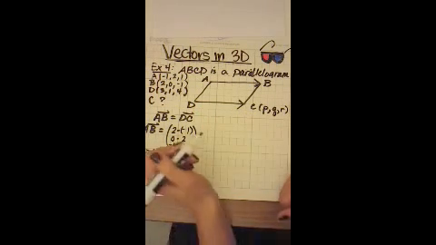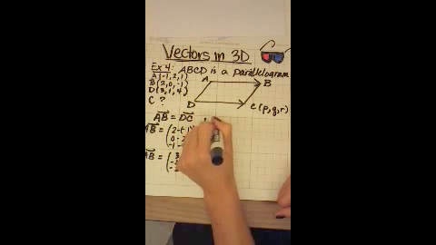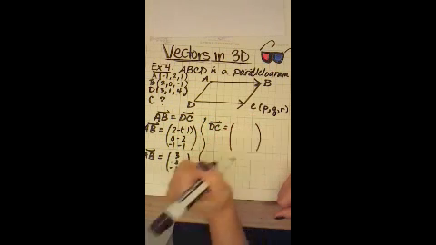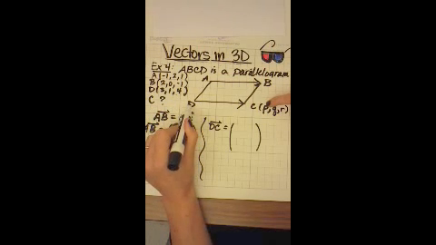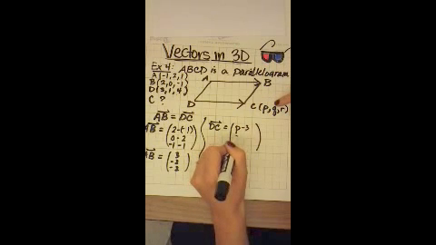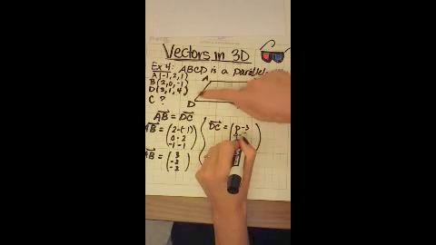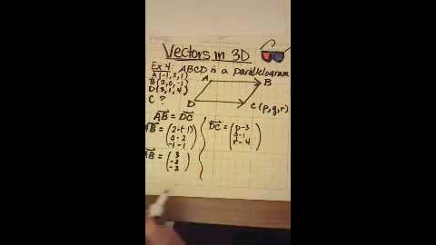Vector DC I can write in component form by taking P and subtracting the x coordinate of D, which is 3, so P minus 3. Then the y component would be Q minus 1. The z would be R minus 4.